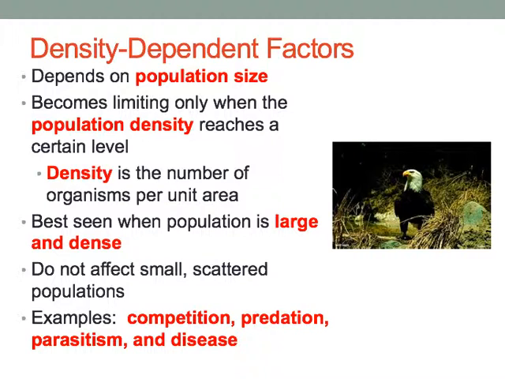Density-dependent factors are exactly what it says. It depends on the population, on how many individuals are in that population. It becomes limiting only when the population density reaches a certain level. So as it grows exponentially, once it hits that carrying capacity, then it's going to decrease, and then it's going to kind of stay along that carrying capacity line. This is best seen when a population is large and dense. It does not affect small or scattered populations.